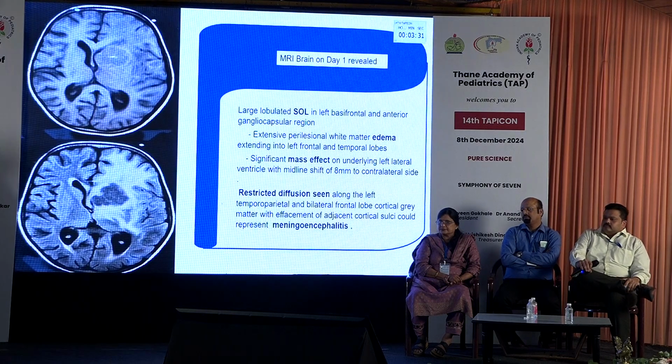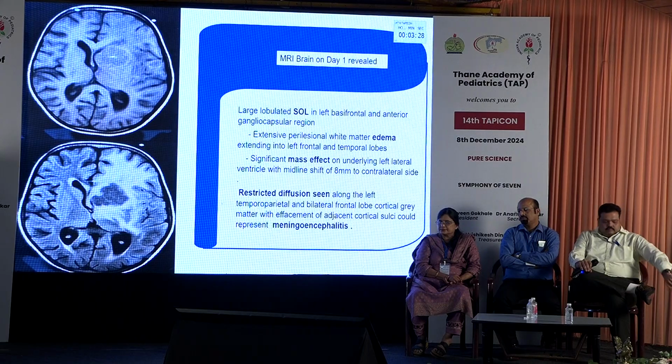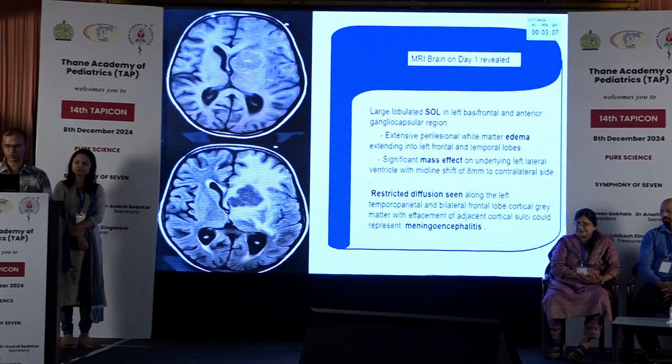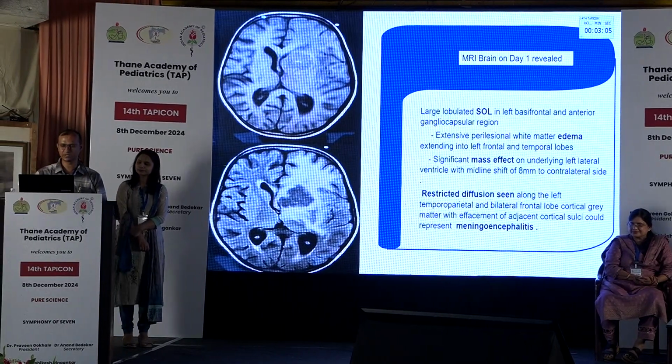So we did an MRI plain. A large lobulated SOL in the left basifrontal and anterior gangliocapsular region was seen. There was extensive perilesional white matter edema, and there was significant mass effect with contralateral side midline shift. Restricted diffusion was seen in the temporoparietal and bilateral frontal lobe cortical gray matter, suggestive of meningoencephalitis.